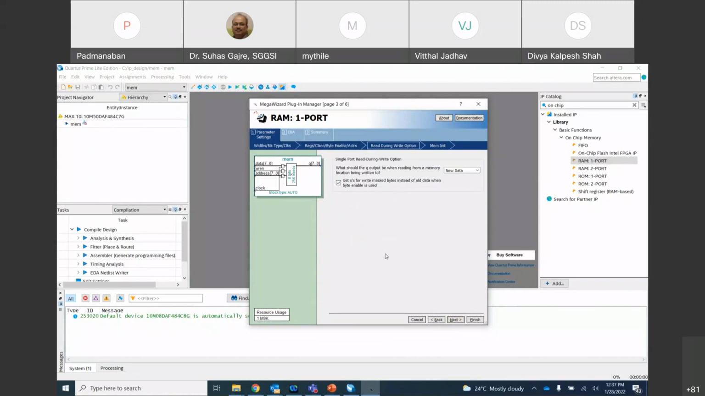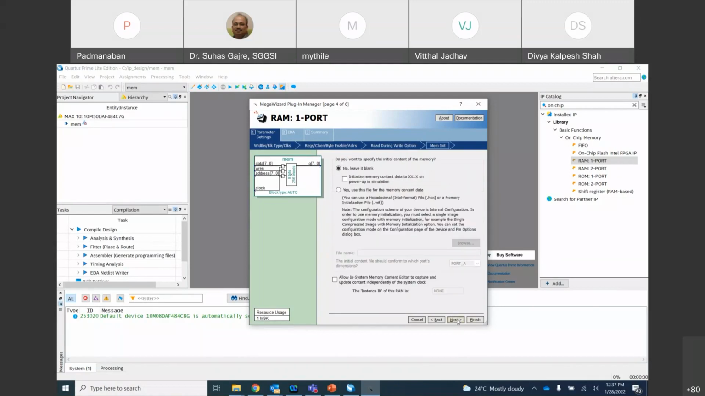This is very important for you. If you are writing the data and then you want to read from the same location, you will always have a problem. There is a read-write collision. To avoid that, you choose whether you want the new data, the old data, or don't care. That information is provided here. By default, it will be new data, but if you want to modify it, you can. Now you can say next.